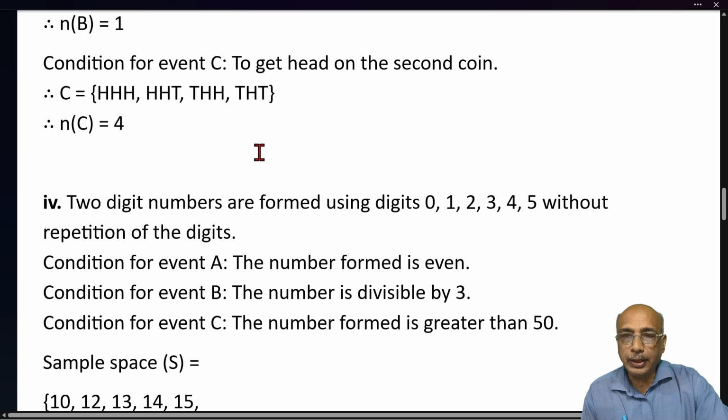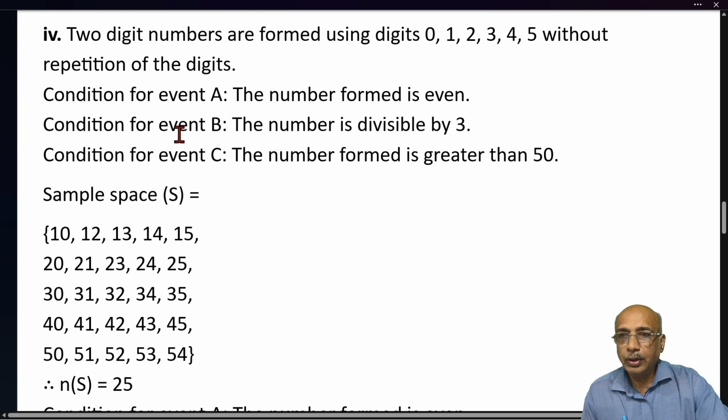Condition for event C, to get head on the second coin. What is the condition of the first and third? We don't have to worry. But for the second, in between, head must be there. So for HHH, for HHT, head is in between. For THH, H is in between. For THT, H is in between. Therefore, N(C) is 4.